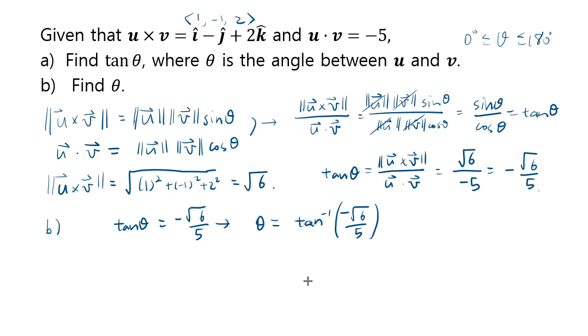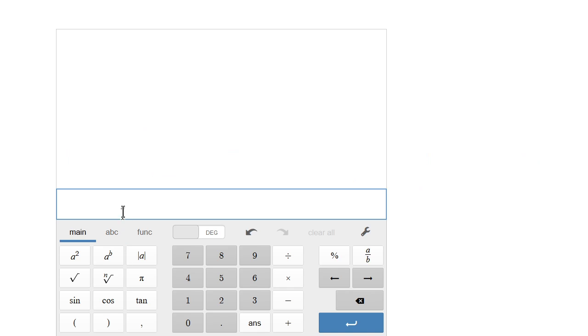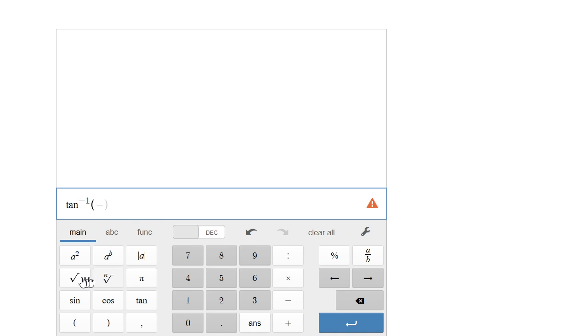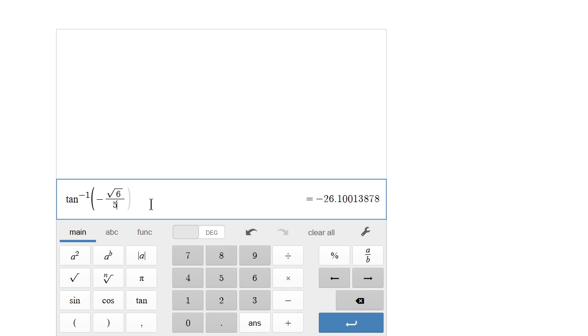I mean, I can show you if you actually try to plug this into the calculator. Let's say you have tangent inverse of negative radical 6 over 5. Then you get this angle, -26 degrees, right? So angles between two vectors are not negative. So how do you interpret this?